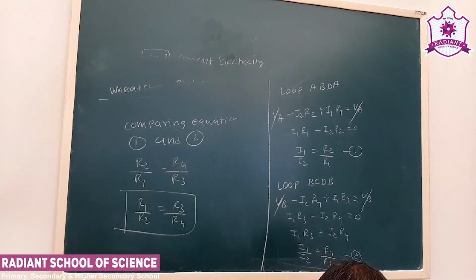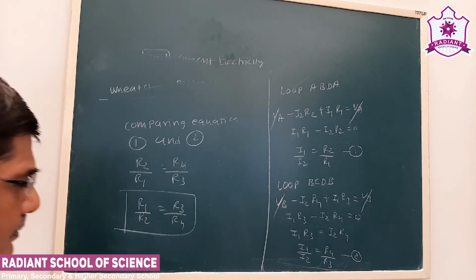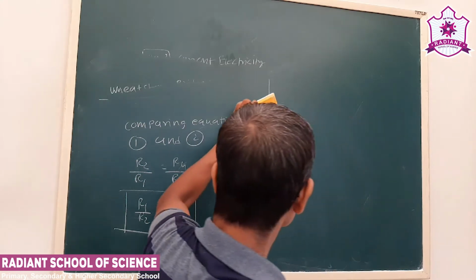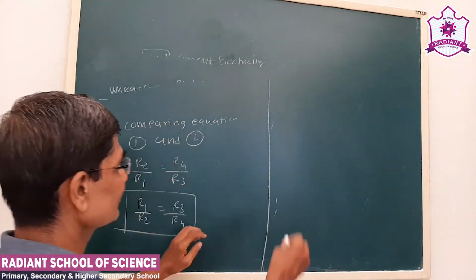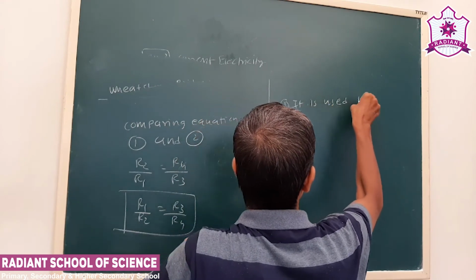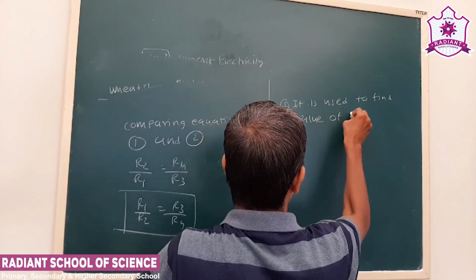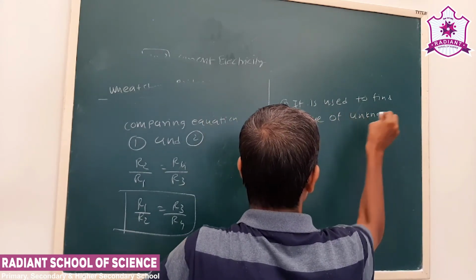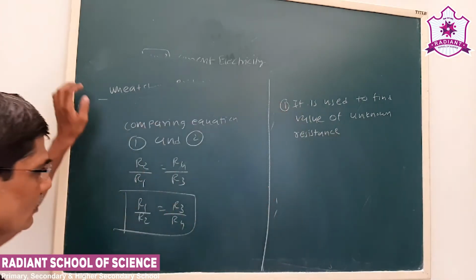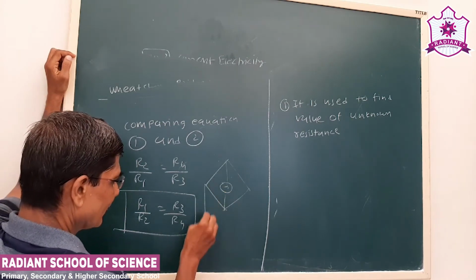Now, what is the use of the Wheatstone bridge? The practical part you will study in the laboratory also. It is used to find the value of an unknown resistance out of the 4 resistances given.